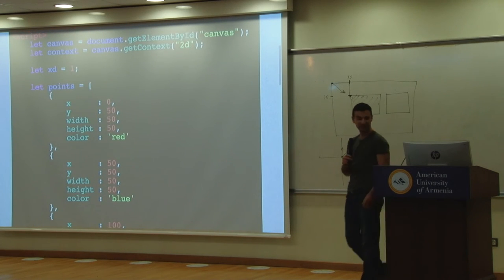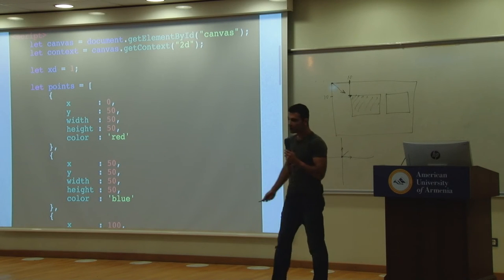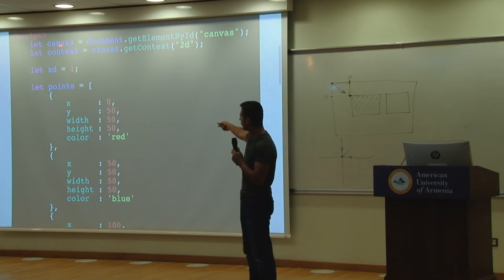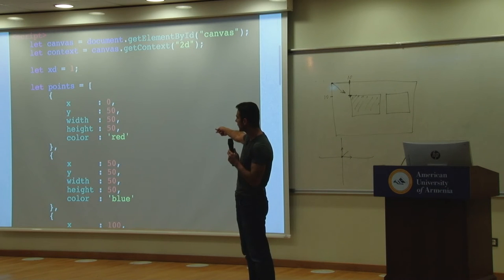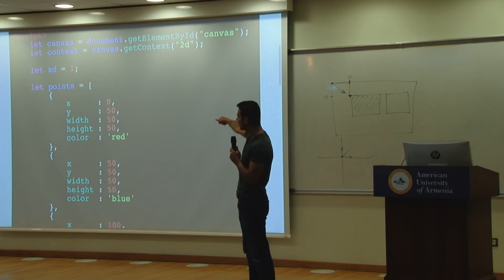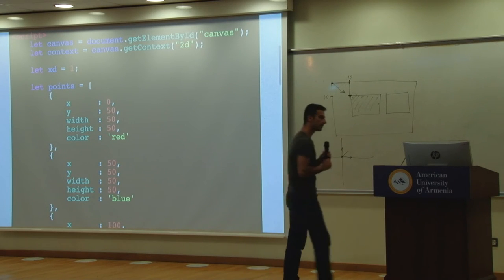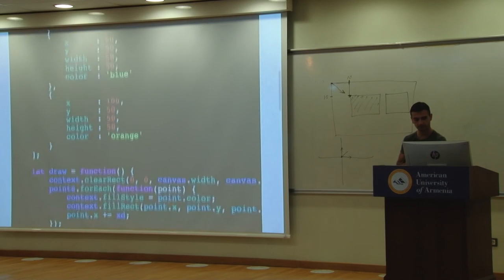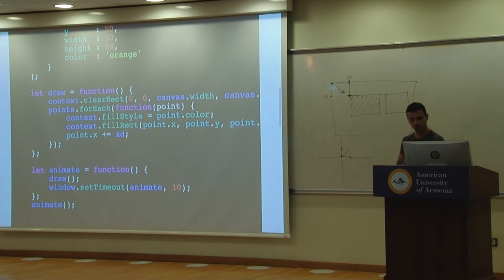All right, settle down. All right, so the first part is more or less the same. We get a reference to the canvas, a reference to the context object, and we have a list. But we have this extra variable called xd. With me? We'll get to that in a moment. We have a draw function, which we've seen before. Don't worry about what this line does for now, it iterates over all the points and draws them. This we've seen already.